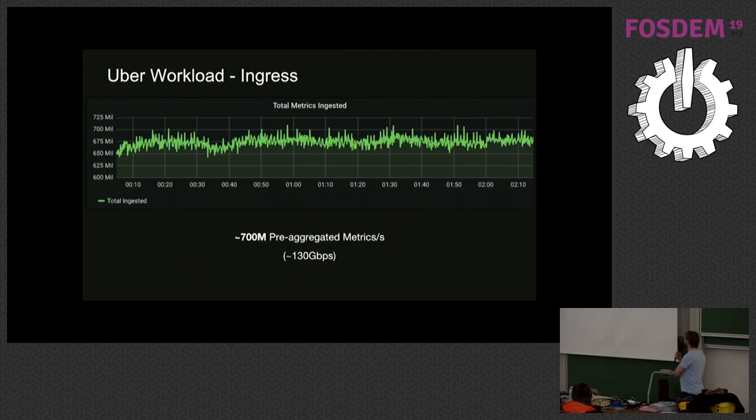So we have a lot of metrics, a lot of teams, and very little uniformity in their usage. We first started using Graphite, and then more people started using tagged metrics. We now have about 700 million pre-aggregated metrics per second at the company. That translates to 130 gigabits per second of network traffic coming into our aggregation tier.